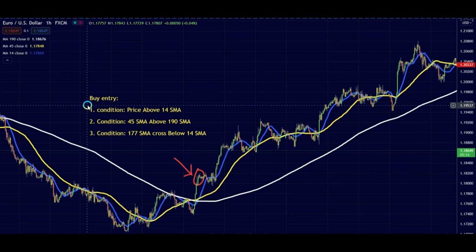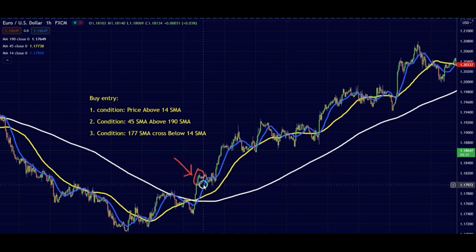So let's see. First you need the price and the 14 simple moving average. Our 14 simple moving average is the blue one, and as you see here, it is okay, and this condition is at the right place, so we can check this one. Now let's see the second condition. I will go through the three conditions.